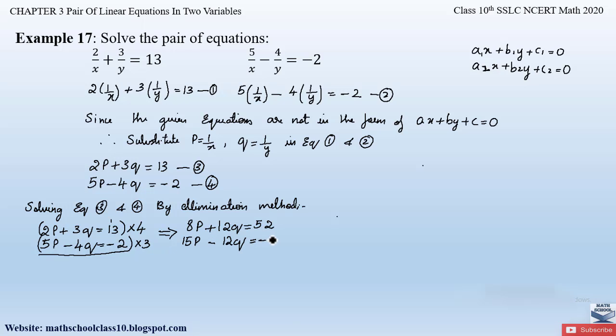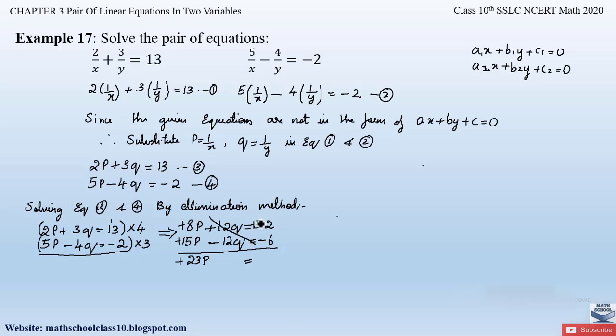2 is minus 6. So here we got the equation where the coefficient of q in both the equations are equal and also the sign is plus and minus. So here we can eliminate q variable. So we will be left with plus 8p and plus 15p. So we have to add with the plus sign. 8 plus 15, it will be 23p equal to, again here we have plus 52 and minus 6.